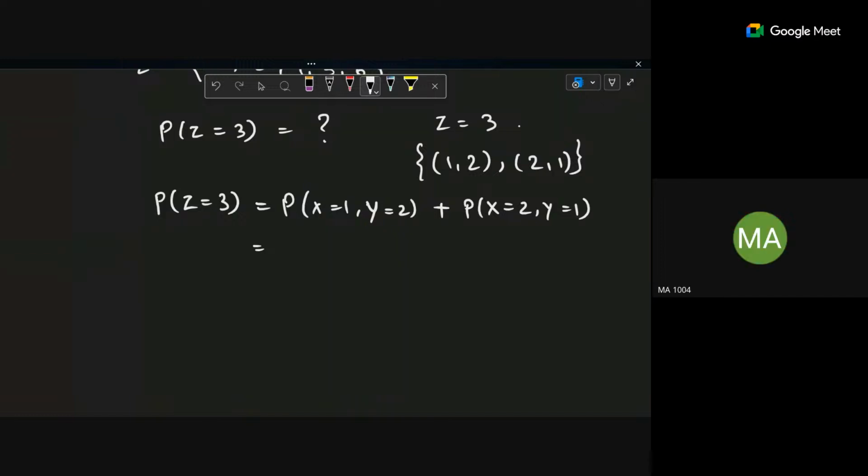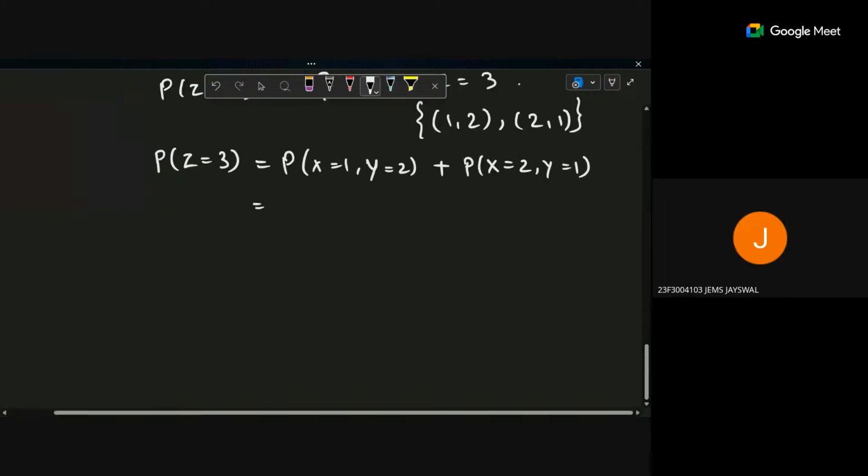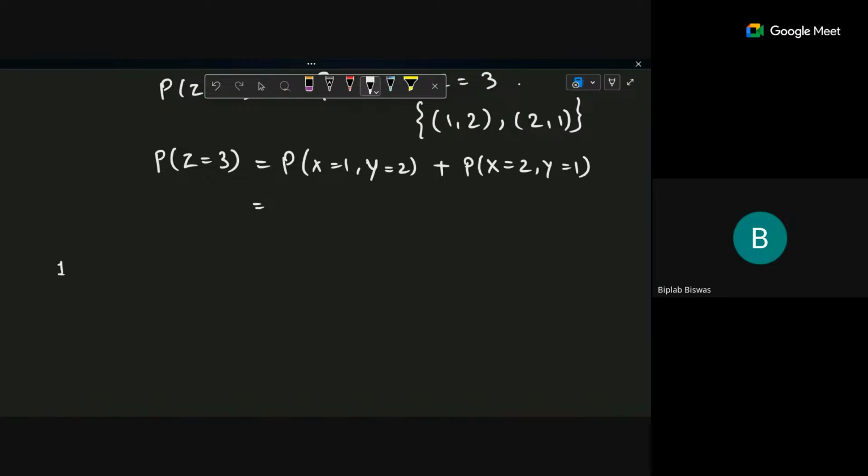See, in the question they have said that one face is marked as 1, 2 of its faces are marked as 2. So it should be 2 by 6, no? 1 by 6 into 1 by 6. In their individual probability it is multiplication, and for both sides it should be plus.